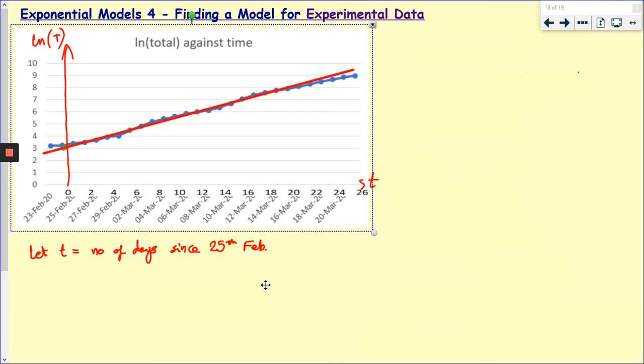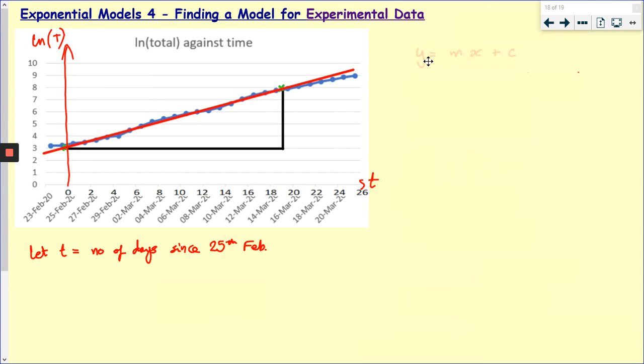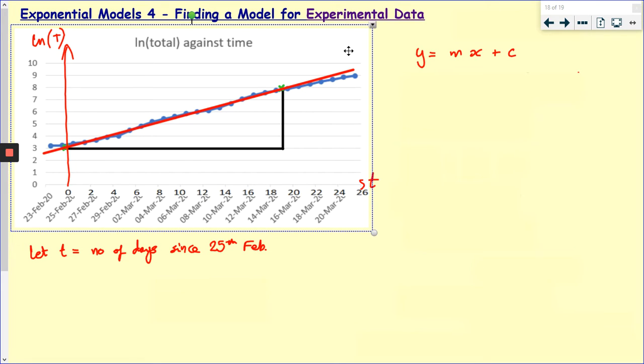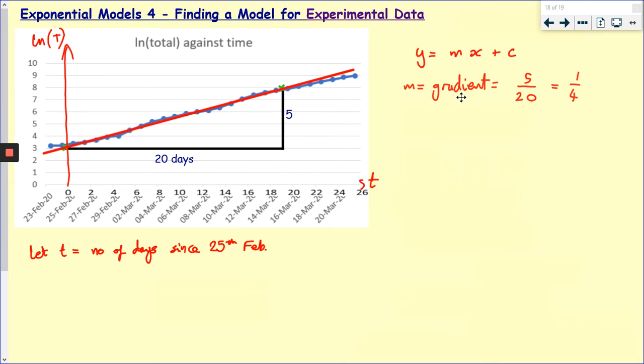Notice it's a bit of an estimate. If you're doing this for real, you'd want it to be slightly better. And I'm going to take this point over here. Okay. And from this, we're going to create a triangle because we want to be able to find the gradient of y equals mx plus c, the gradient of the line. So measuring that, that's 20 days difference from 0 to 20. And here we've gone from 3 to 8, which is a difference of 5. So we get a gradient of 1/4 and a y-intercept of about 3.